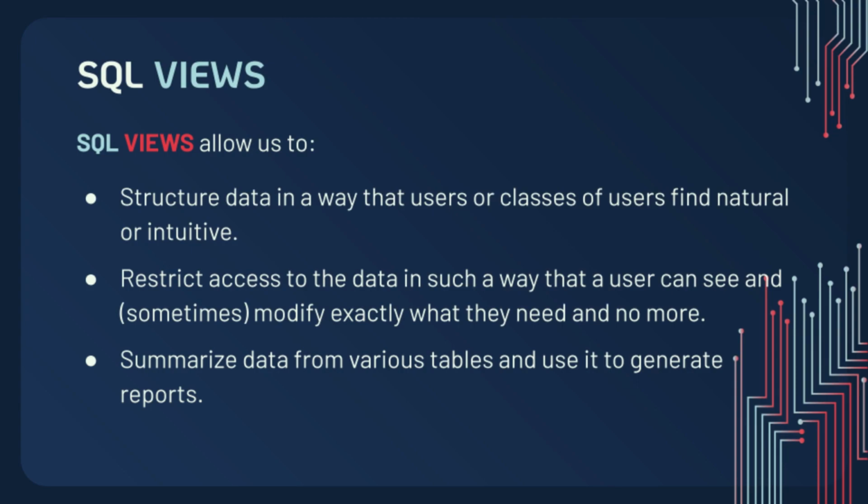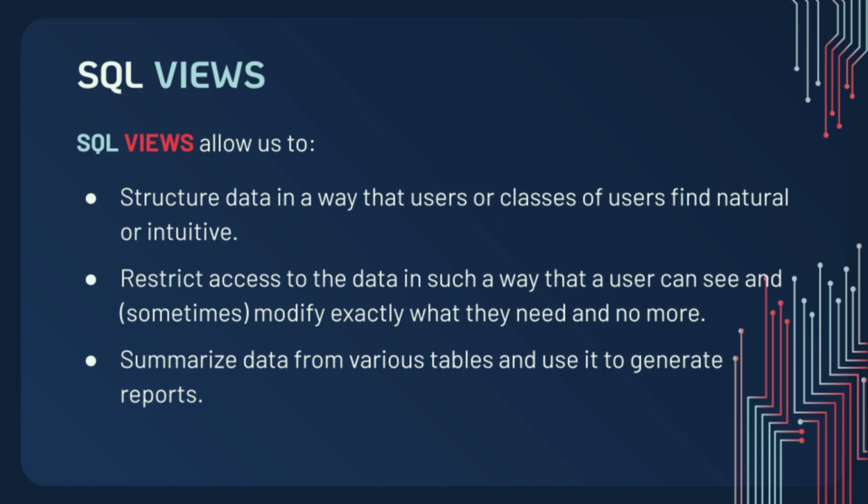Next is restrict access to the data, in such a way that a user can see or sometimes modify exactly what they need and know more. For example, your school ID only contains your name, address, contact, and your section. That's the only thing they should know about you. They can't know other information about you except what is on your ID. It's just a way to show necessary information about you.